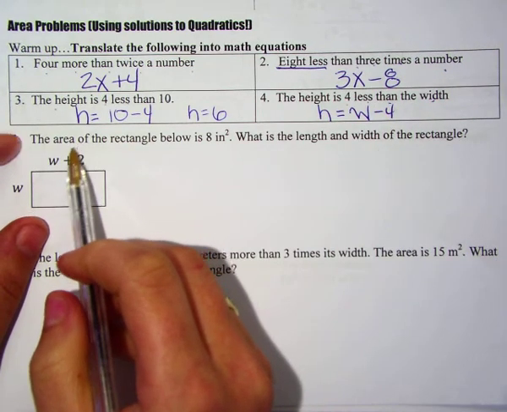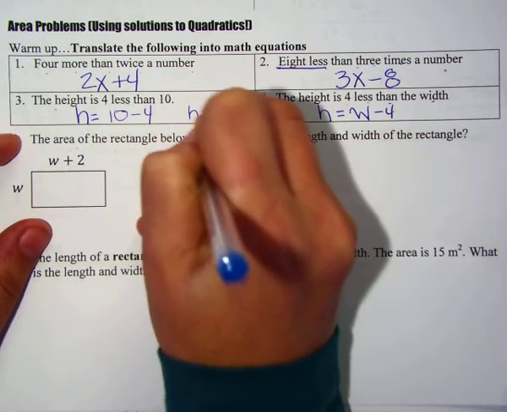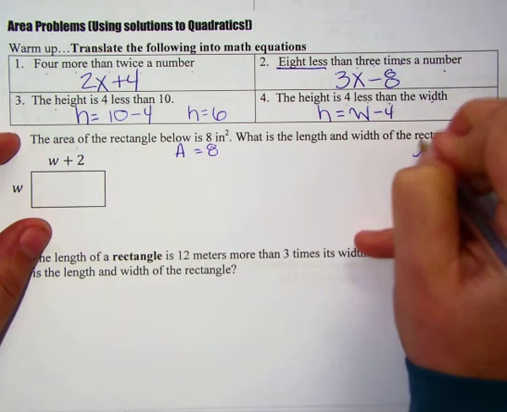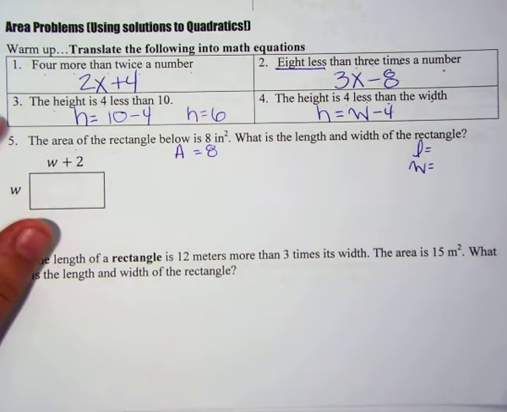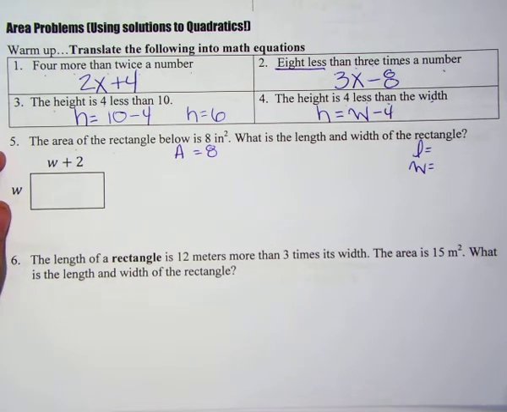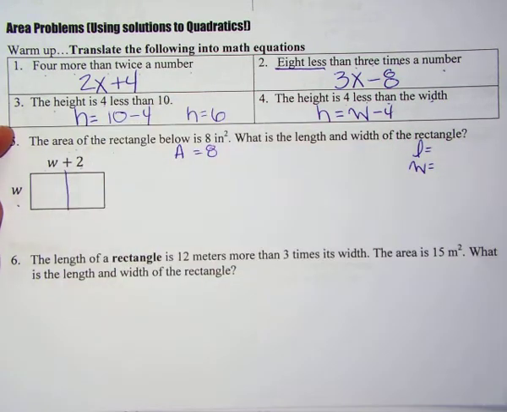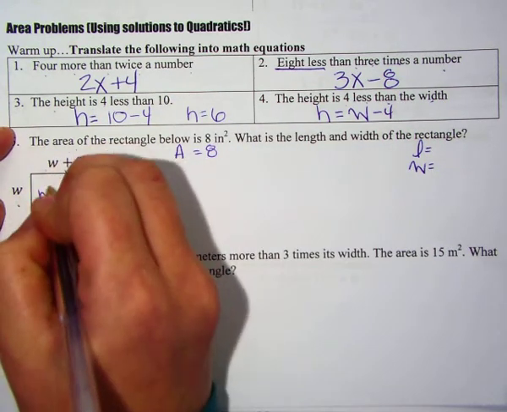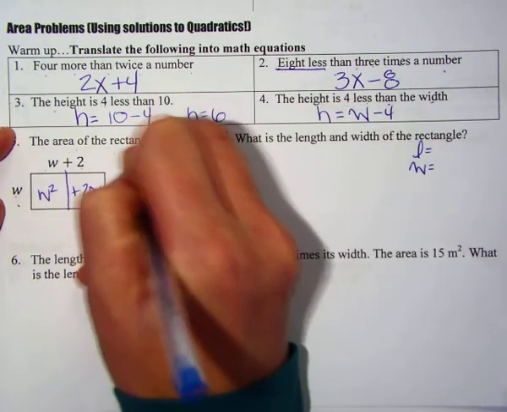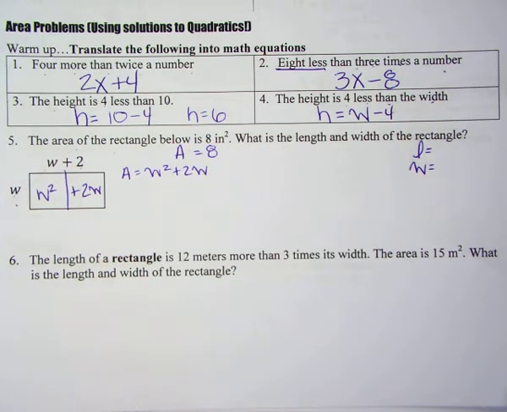So let's do some problems. The area of the rectangle below is 8. What is the length and width of the rectangle? That's what I'm solving for. So if we look over here, we see the dimensions of the rectangle are w and w plus 2. So the area of this rectangle is w squared plus 2w. That's the area of the rectangle given its dimensions.